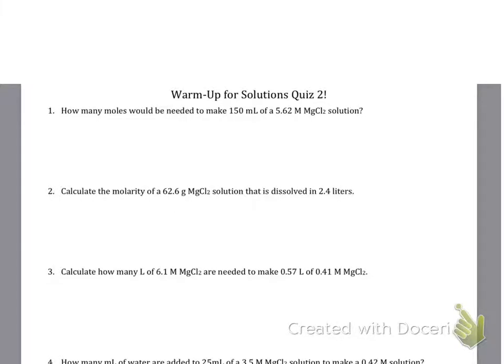All right, this is the video for the warm-up for your second solutions quiz. Before we start answering the question, let's talk about some key things. Remember that if you are given two numbers in the problem, you know you are going to be using this equation. It's the molarity equation. Moles over liters. And don't forget, you must be in liters.